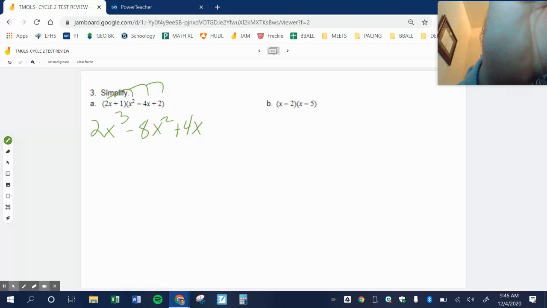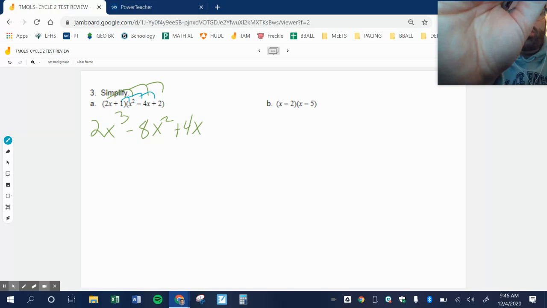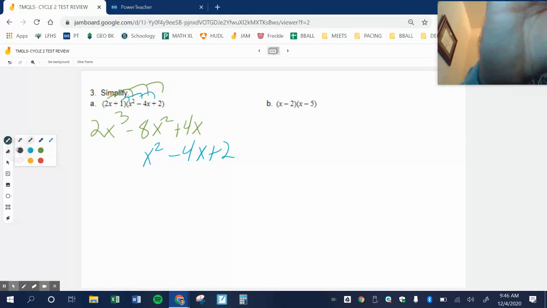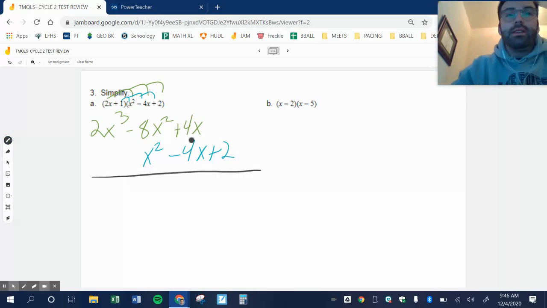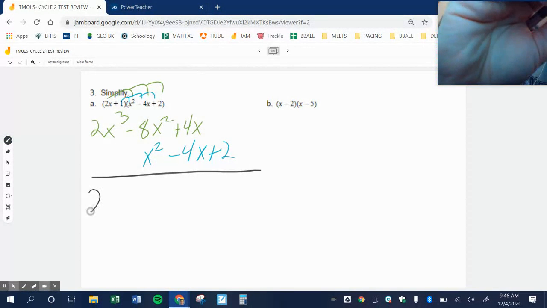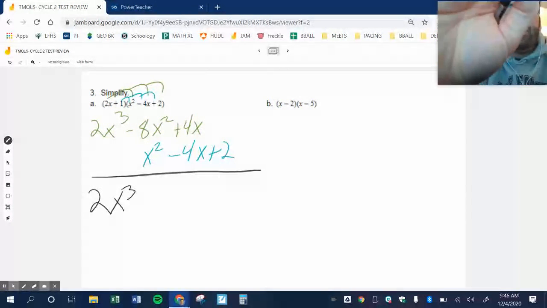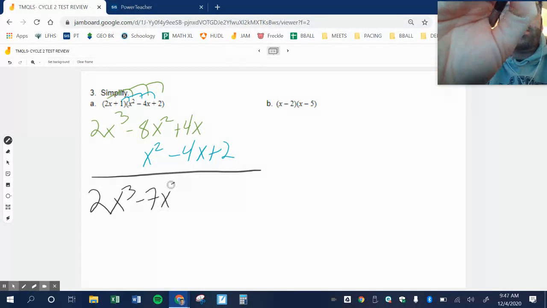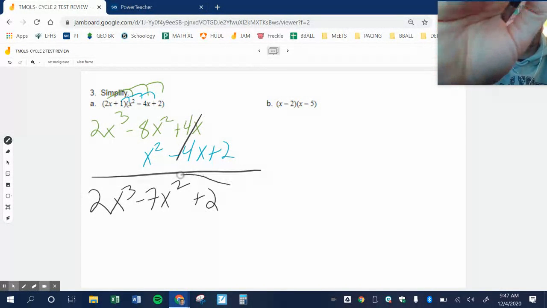I'm going to multiply the 1 to everything. I got 1x squared minus 4x plus 2. And remember, I like to order them like this so that I can just add straight down. So I have 2x to the third. Negative 8 plus 1 gives me negative 7x squared. My x terms cancel out, so it's just plus 2. And that's my final answer.